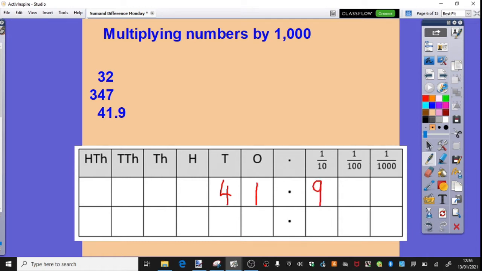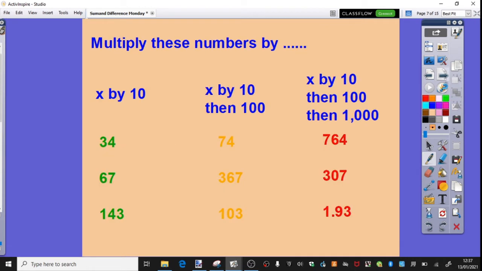And finally then, on to our last one, we've got 41.9. We're going to multiply that by 1,000, so each digit's going to move 3 places. 1, 2, 3, and our 1 and our 9, and put in our place value holder. So this time we've got 41,900.